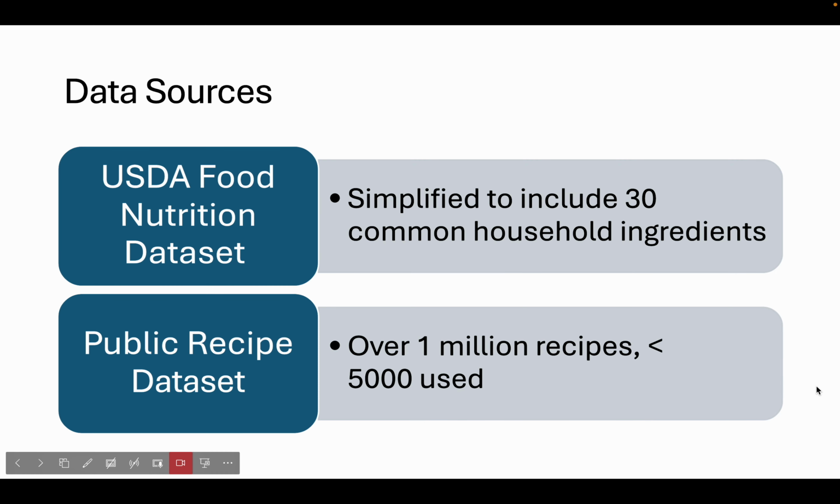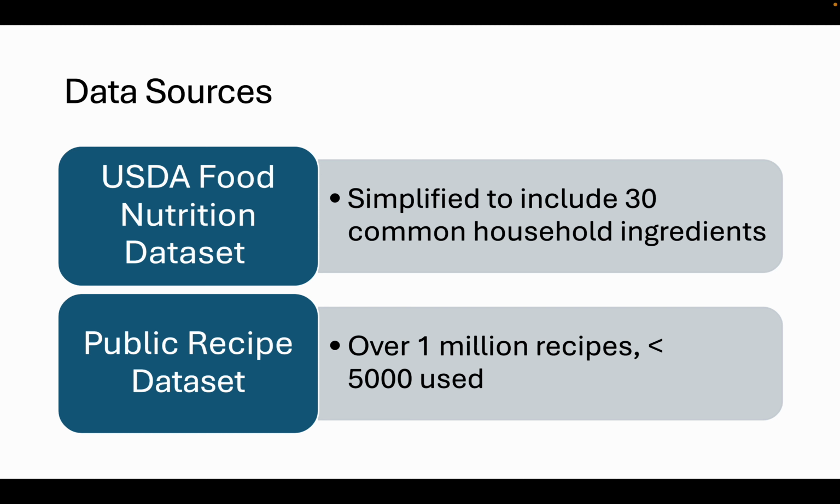So the data that's being used in this application comes from the USDA's food nutrition dataset. This has hundreds of thousands of different food items within it, and each food item is given its nutritional value as well. So the associated nutritional values like calories, protein, fat, sugar, fiber, all those things are included. I simplified this down to include 30 common household ingredients so that I can do a proof of concept of the app before delving into more and more complex data.